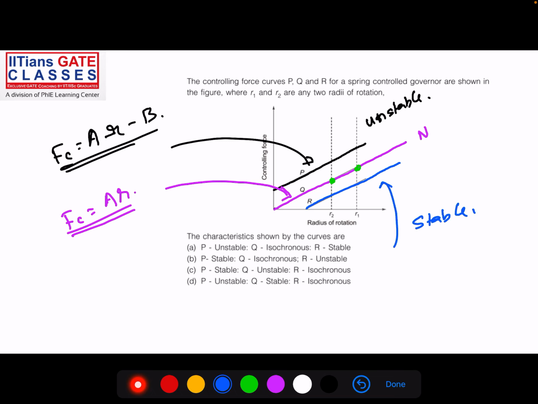And what is the equation of this kind of governor? Fc = AR + B. The other one is isochronous or neutral. You also have to remember the equations. This time they have given the graph; next time they might actually give you the equations. So which is the right option? P is unstable, Q is isochronous, and R is stable. Option A.